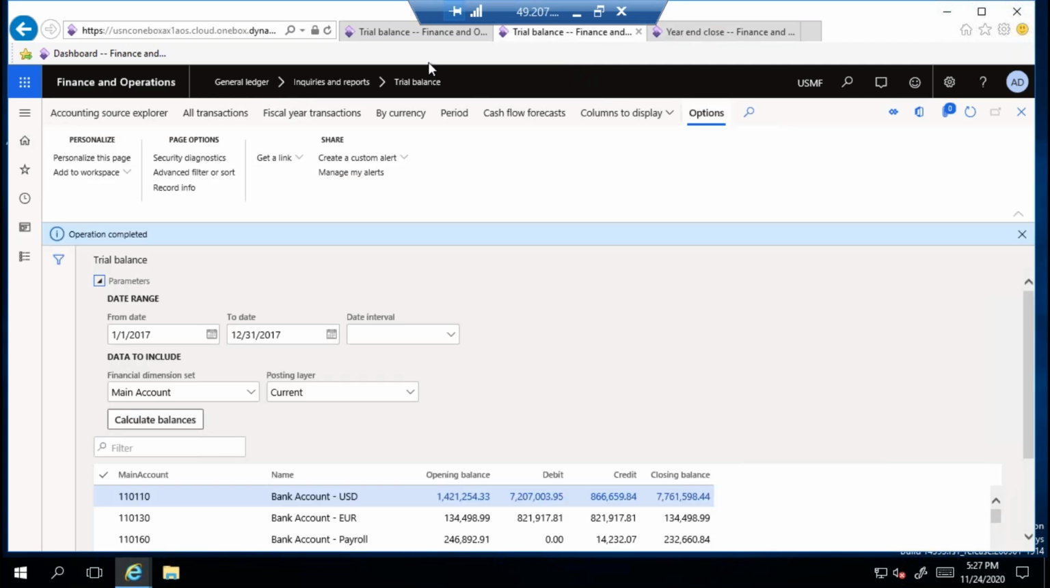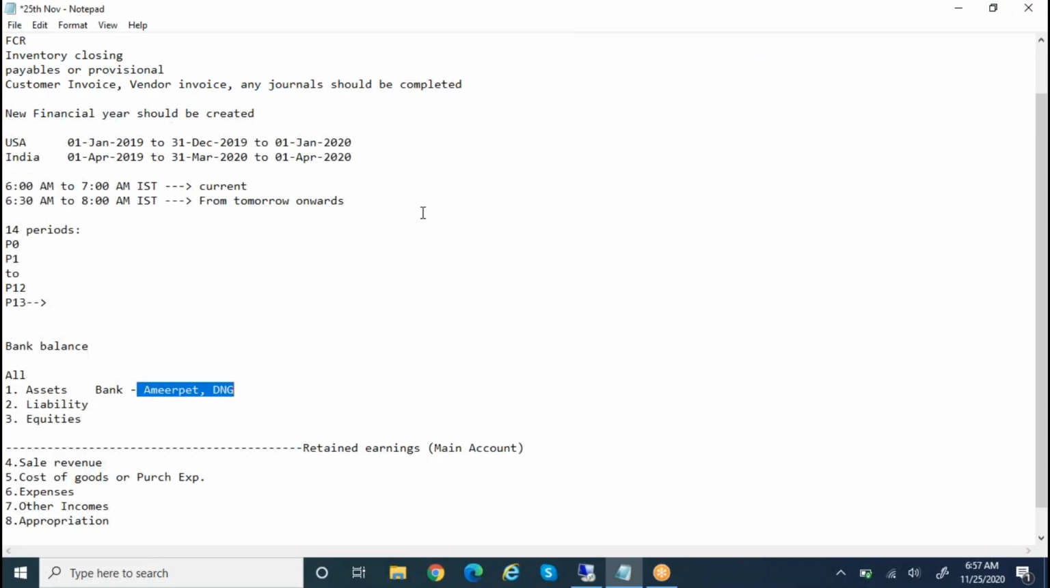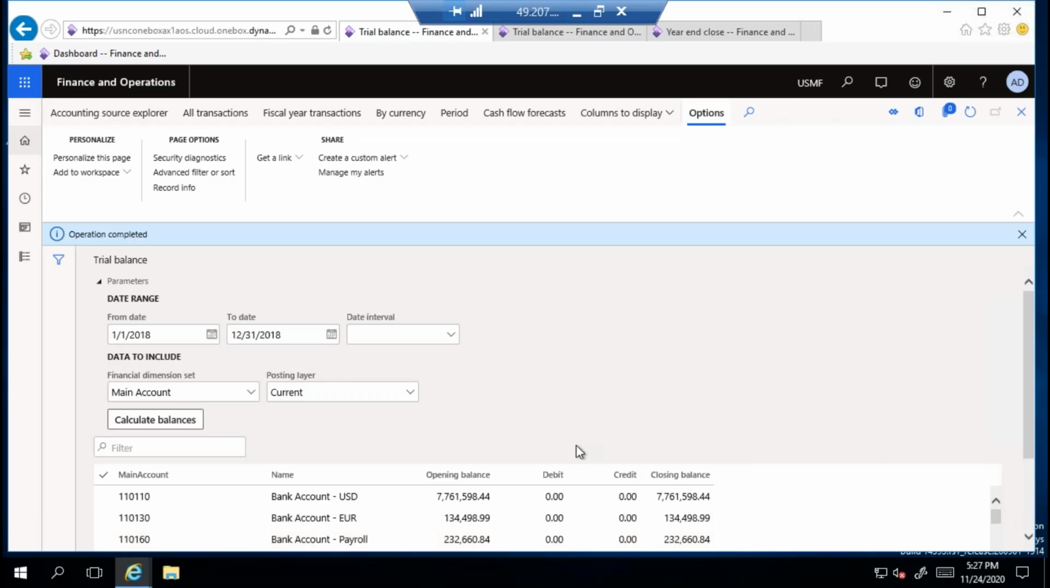You can run this process and it will be opened. So here opening balances means, as I told you, in period 0, the balances will be stored. The balances will be stored in period 0. If you are posting any transaction, then it will be in period 1, period 2, period 3 to period 12. Period 1 to period 12, the transactions will be posted.